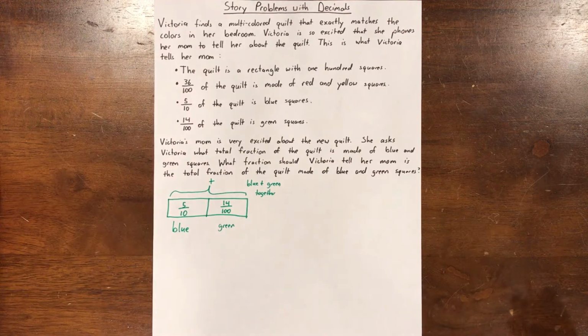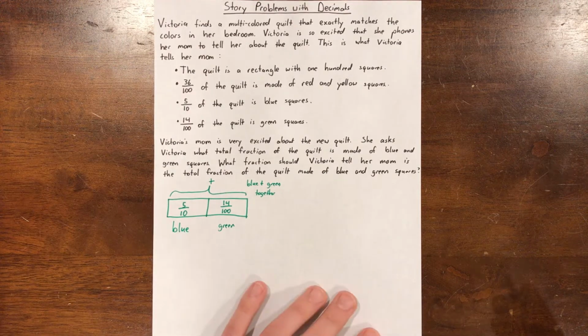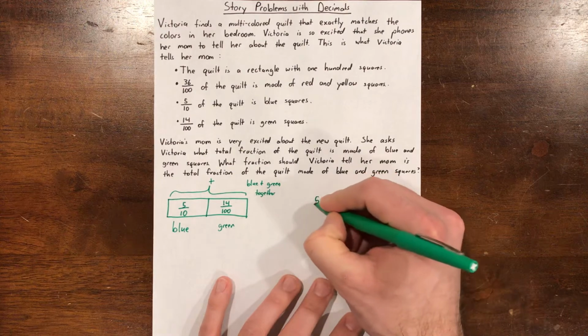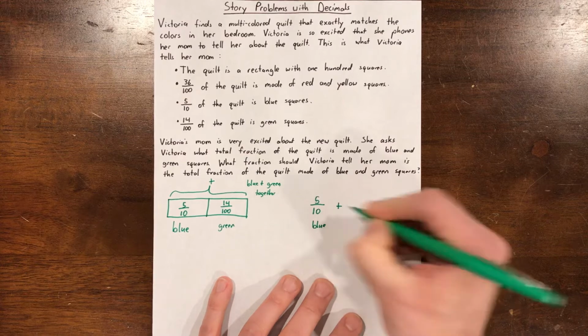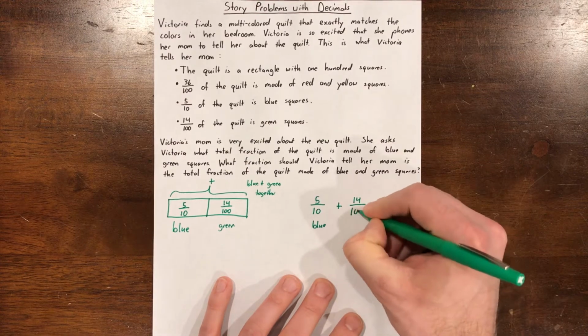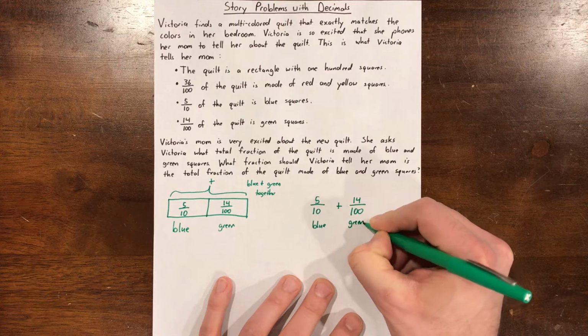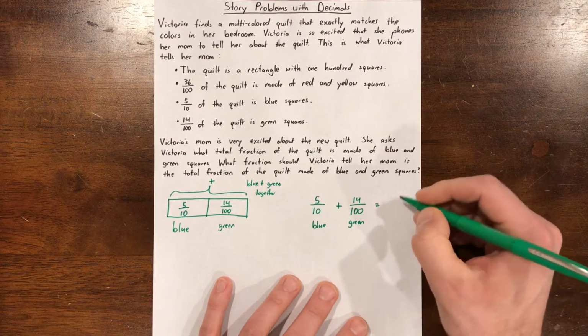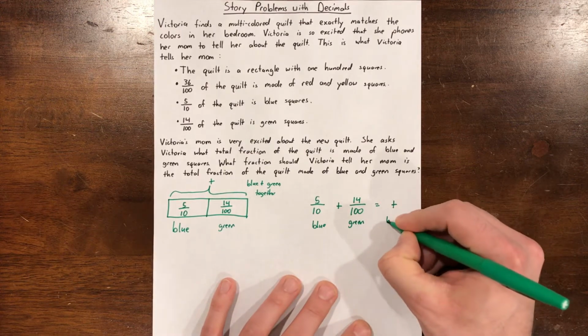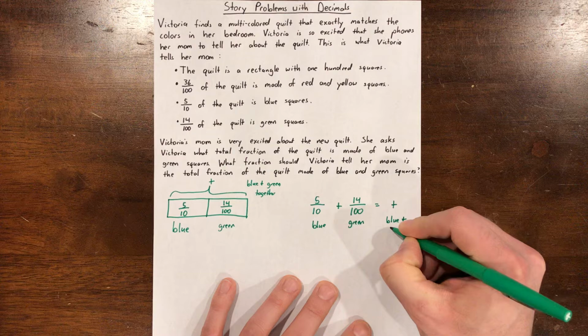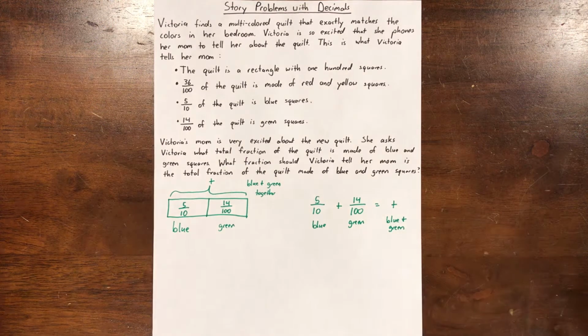Yeah, that would work. Some of you also probably just did a number sentence, right? We know from the problem that we've got 5/10 of the quilt is blue squares. We know that 14/100 is green squares. And we are trying to find the total amount that is blue and green squares. So I'll put total blue and green. Yeah, either way works. There's other ways that could work too, as long as it accurately represents what's happening in the problem and shows what it is we're trying to figure out.